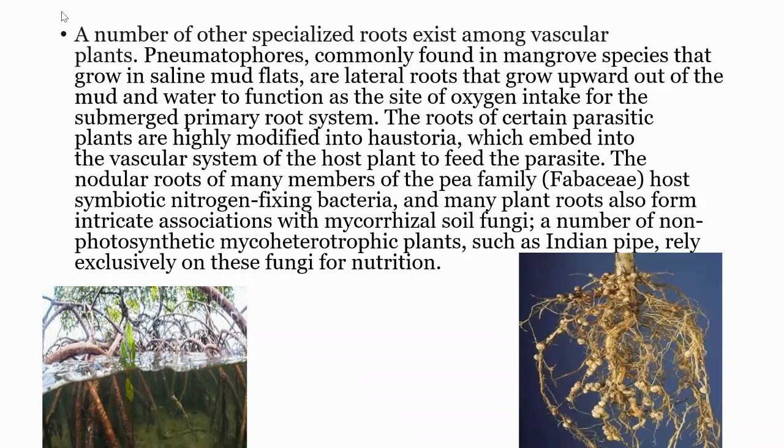A number of other specialized roots exist among vascular plants. Pneumatophores, commonly found in mangrove species that grow in saline mud flats, are lateral roots that grow upward out of the mud and water to function as the site of oxygen intake for the submerged primary root system. The roots of certain parasitic plants are highly modified into haustoria, which embed into the vascular system of the host plant to feed the parasite.